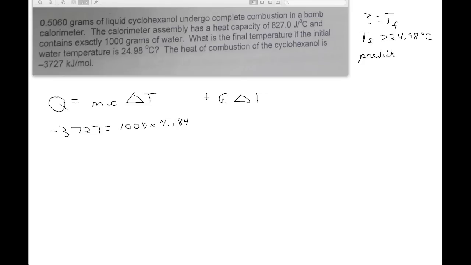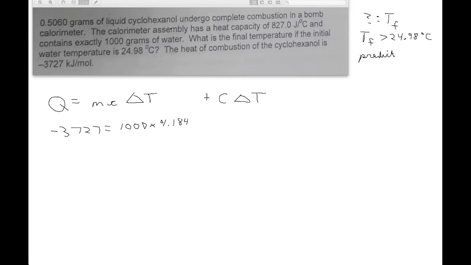Did they mean just the solid portions of the calorimeter or the entire calorimeter? The entire calorimeter. What's the clue word that tells you that? Assembly. That's right. So that's the other clue here. They said the calorimeter assembly has a heat capacity. By saying assembly, they mean the whole thing.